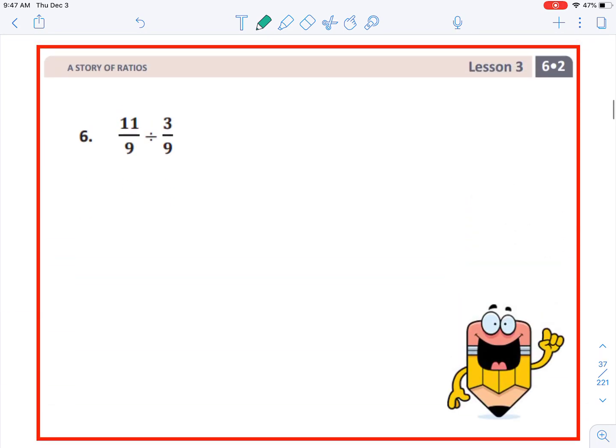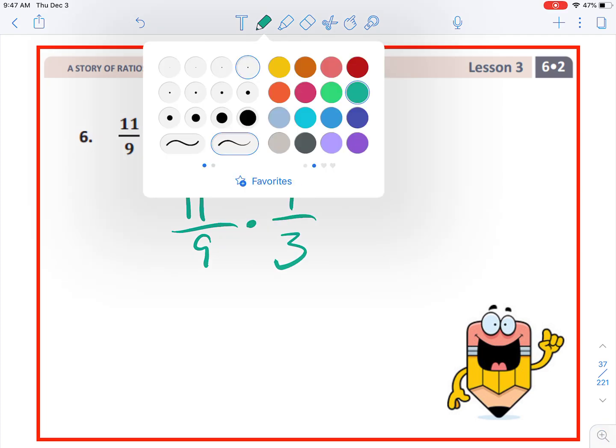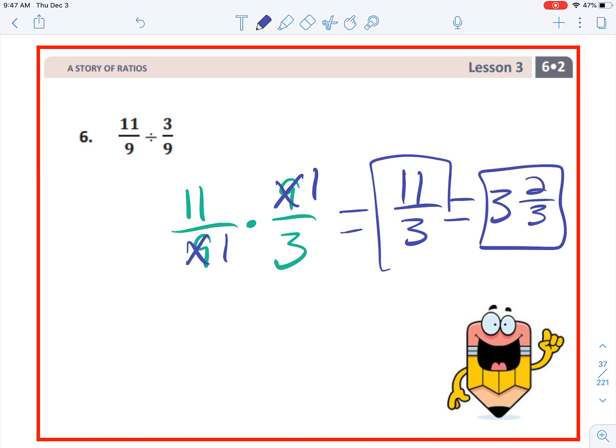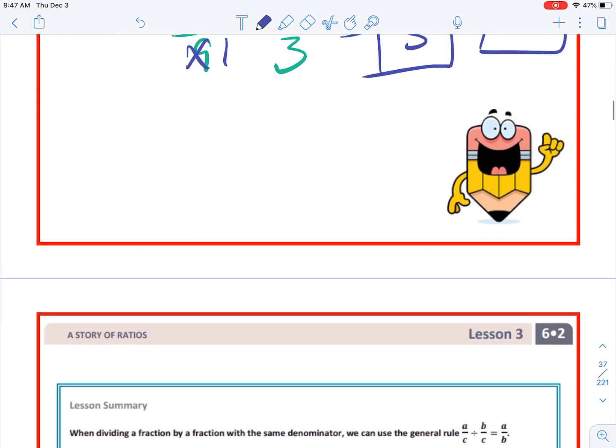Number 6, 11 ninths divided by 3 ninths. I'm going to skip dot flip. Cancel out the 9s. Makes it easier. And I get 11/3, which is equal to 3 and 2/3. Those are my answers.